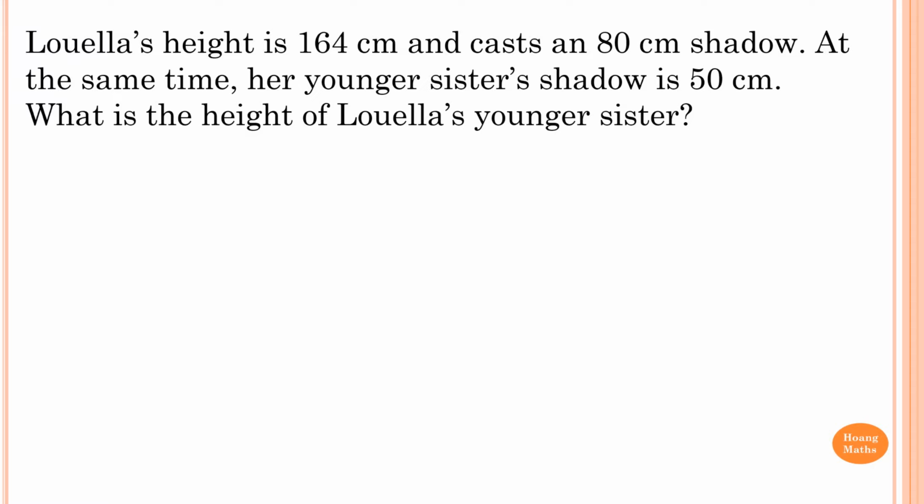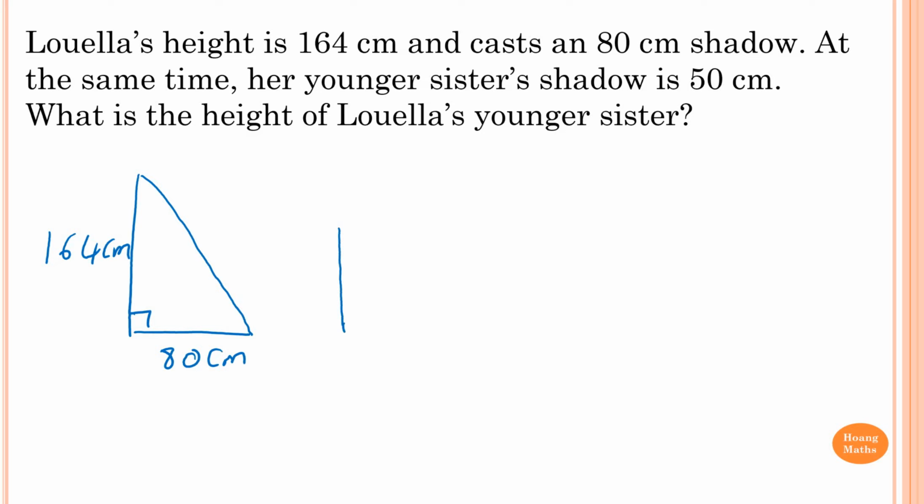So first of all, we draw diagrams first. We draw the height of Luella first, 164 centimeters, with the shadow of 80 centimeters. So we just draw a triangle first, and this is a right angle here. And then her younger sister, we're not sure how tall she is, but we know the shadow, which is 50 centimeters. We need to find the height of her sister, which is labeled x.